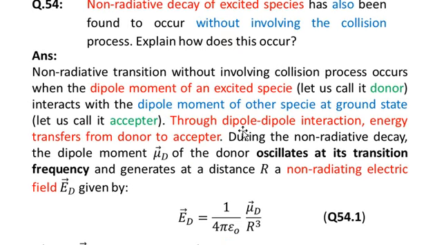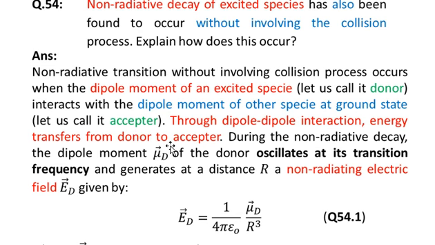The answer is, non-radiative transition without involving a collision process occurs when the dipole moment of an excited species, let's call it donor, interacts with the dipole moment of another species at ground state, let's call it acceptor. Through dipole-dipole interaction, energy transfers from donor to acceptor.